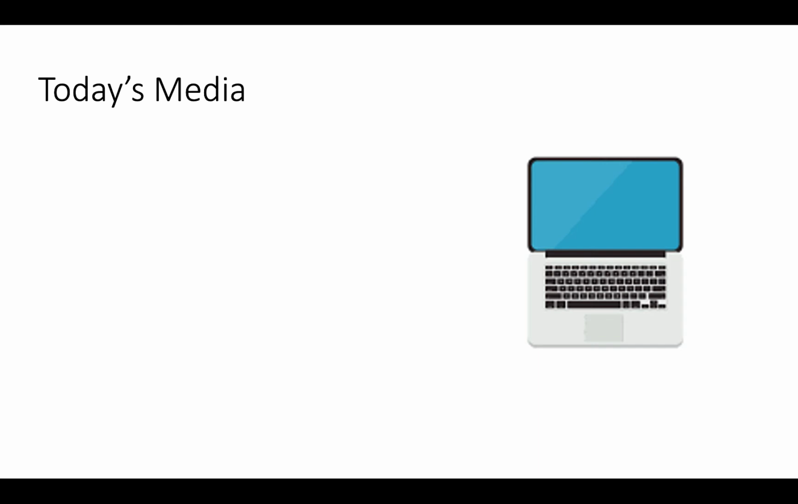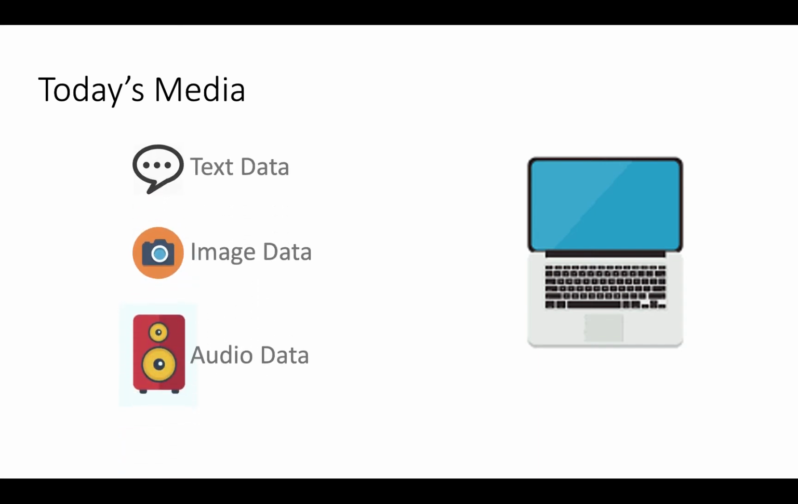So, when we look at today's computers and think about their media, we have many different types of inputs into our computers, same as many different types of outputs. We have text data, so this is not just texts that we're sending from our phone. This is when I press the keyboard, or if I send an email, or any data, any media that's really represented as a string of characters. Okay, so that's text data.